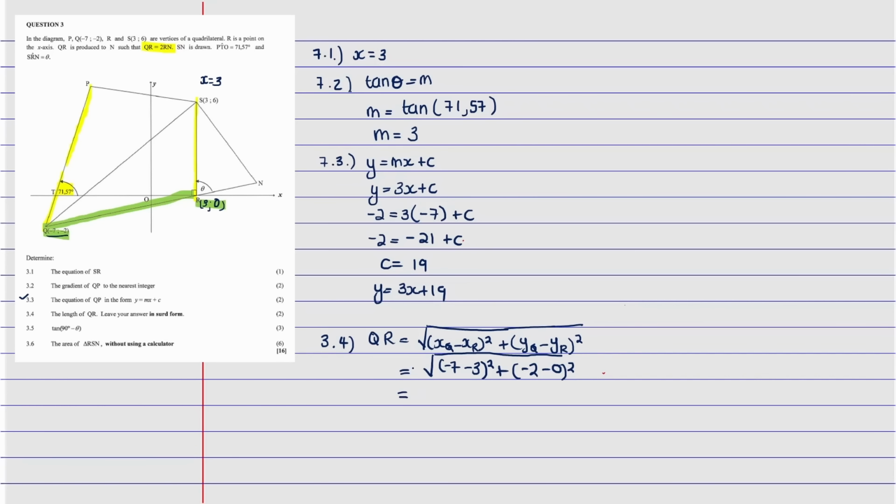Punch that into the calculator, you're going to get the fact that your distance here is going to be root 104, which is the same as 2 root 26, right? So that's the distance of QR, right? So we're done with this. Never mind the 7s, I meant to say 3. So now we move on to 3.5, right?